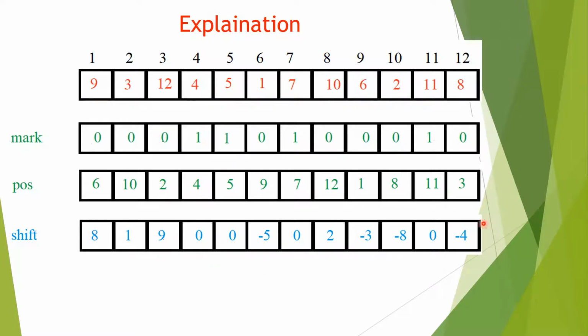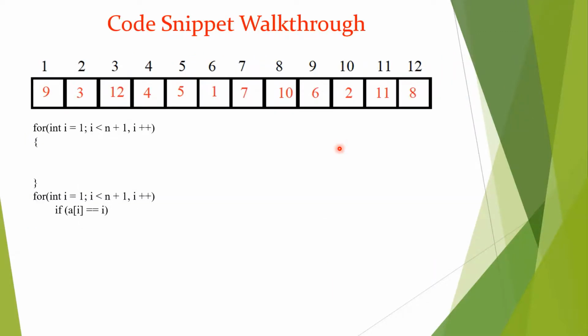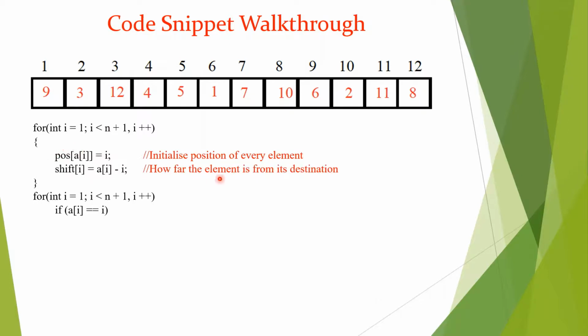Let's see how these are important for the implementation when we go through the code walkthrough. Let's see the code snippet walkthrough to understand the code better. So first we run a loop from i equals 1 to n in the original array. We declare the position of each element and store it in the position array. Similarly, we store how far each element is from its destination.